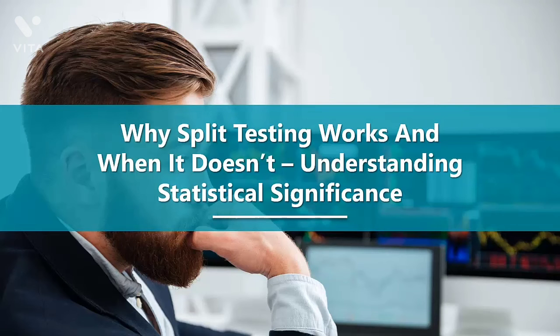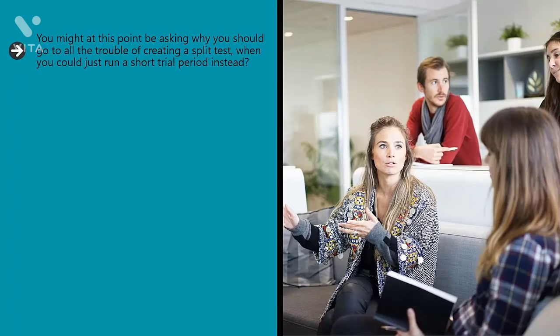Why split testing works and when it doesn't. Understanding statistical significance. You might at this point be asking why you should go to all the trouble of creating a split test when you could just run a short trial period instead. Why not color three prawn shops red and then wait for them to collect enough actionable data? Isn't this really just a fancy way of describing a kind of public beta test?